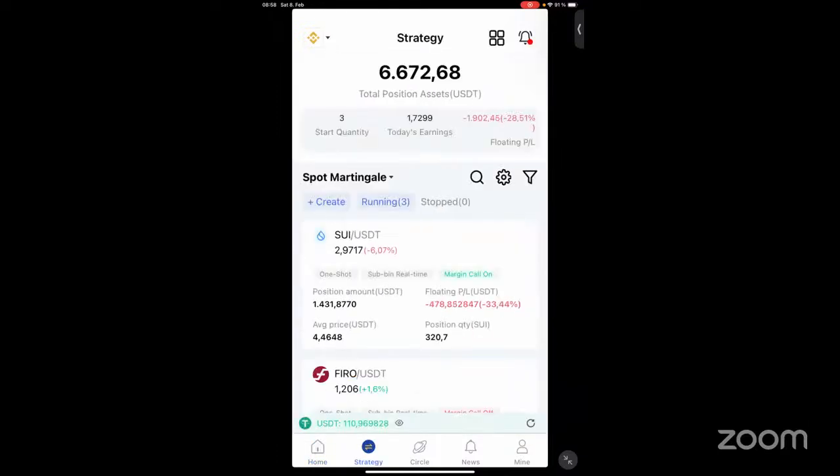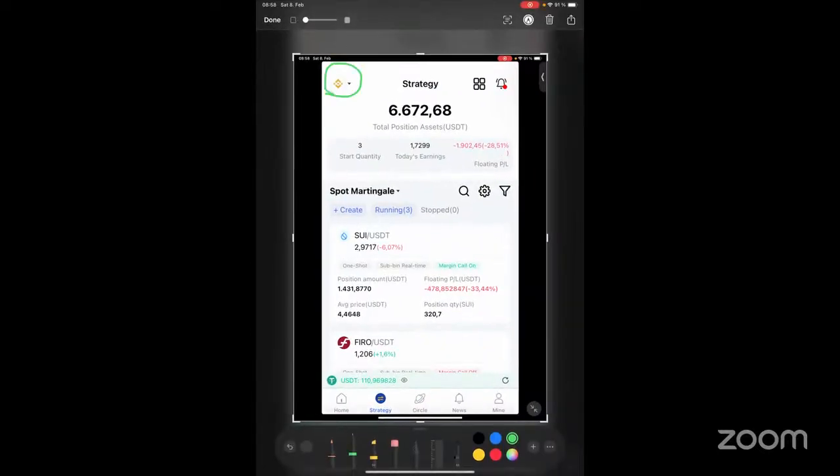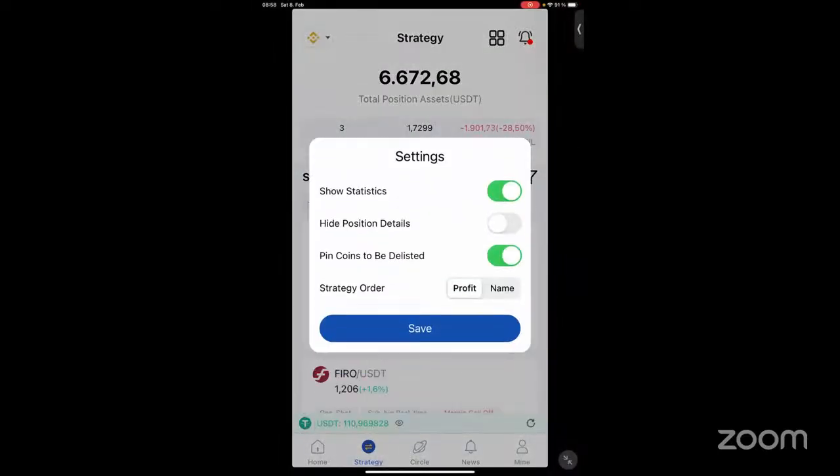So we are done with the home button. We are on strategy now. So under the strategy, you still see the same button I mentioned under the home. You still see the same notification bell. The only thing that changes here is this strategy settings.